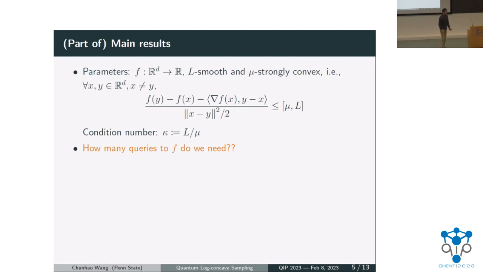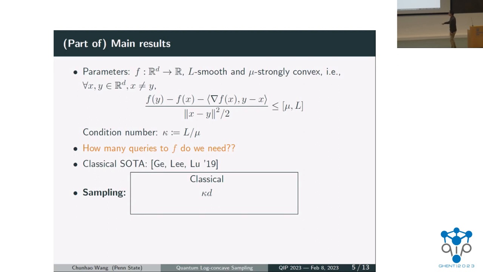So the question is, how many queries to f do we need to make in order to sample from this distribution or to estimate the normalizing constant? We characterize the number of queries in terms of kappa and d. Classically, the state-of-the-art result is due to Ge and Lu in 2019, and we aim to get quantum speedups from their results. These are part of our main results. Classically, the query complexity for the sampling task is kappa times d. I'm omitting the big O notations. Quantumly, we can get a quadratic speedup for the condition number.